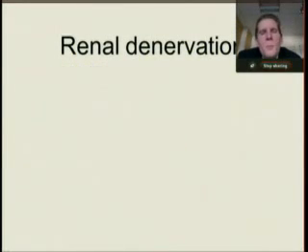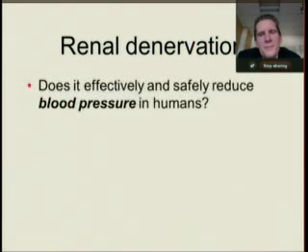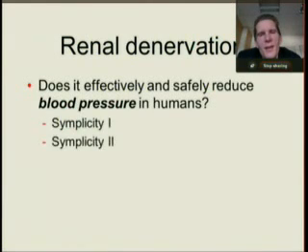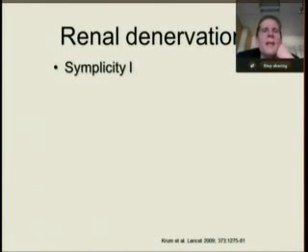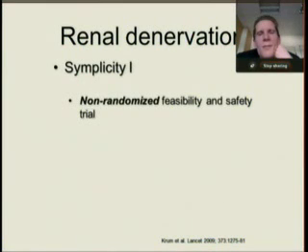And then, of course, there's the Simplicity 1 and 2 data. Simplicity 1 was the proof of concept data, which was a non-randomized feasibility and safety trial. 45 patients were enrolled.